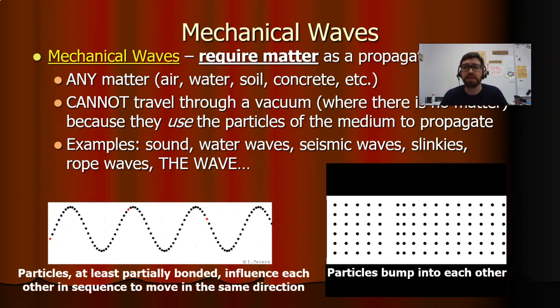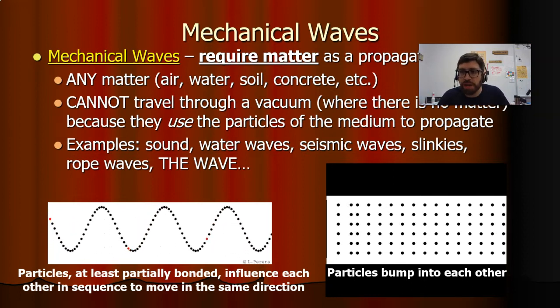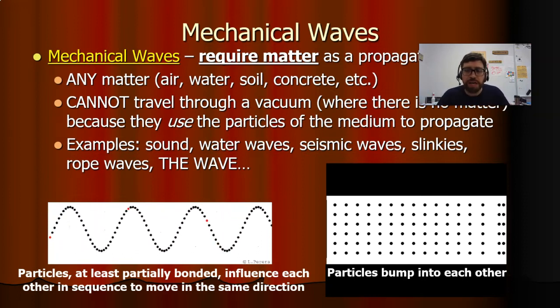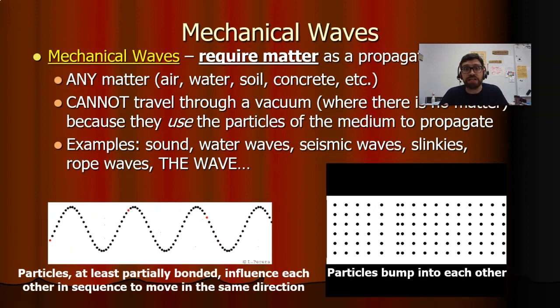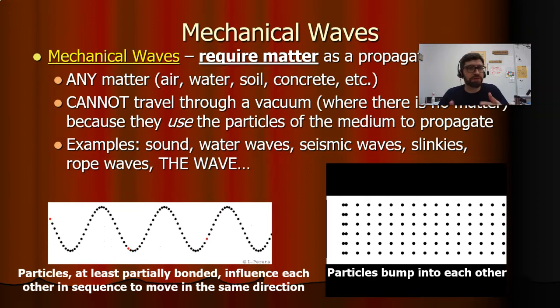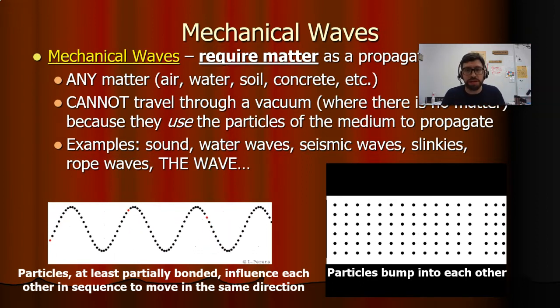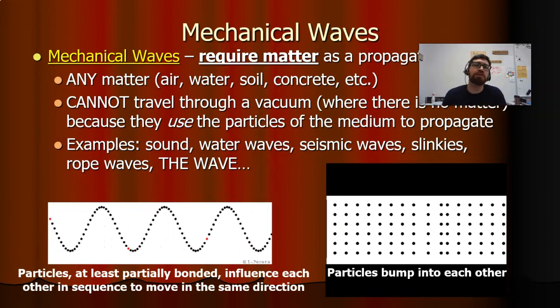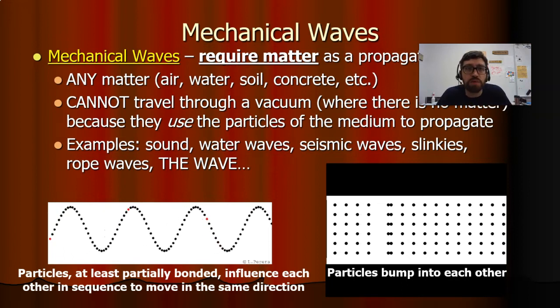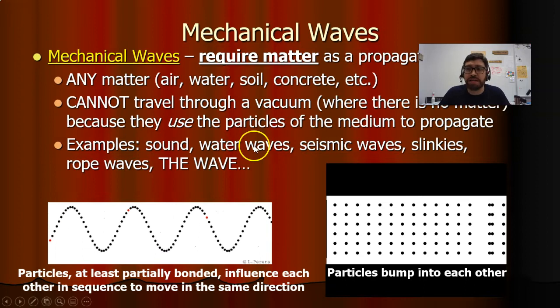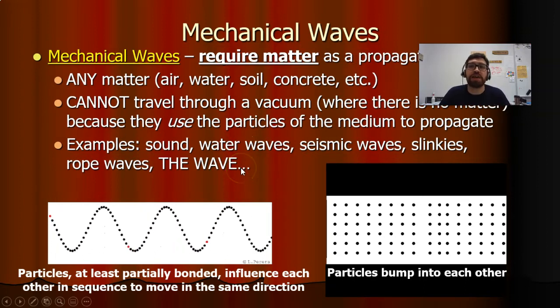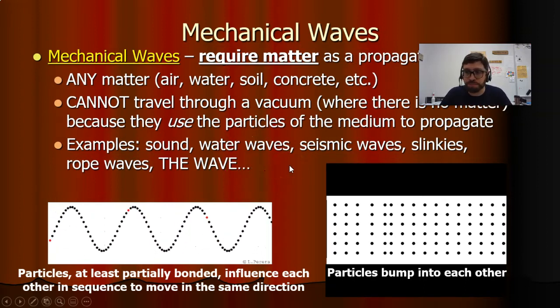There's no matter. Water waves, seismic waves, slinky, rope waves. I showed you a video of the wave. In that case, you yourself are the particle. If there's no people in a stadium, the wave is not going to happen. So all of these are examples of mechanical waves. Again, these waves require matter to propagate. They cannot propagate themselves in a vacuum where there is no matter.